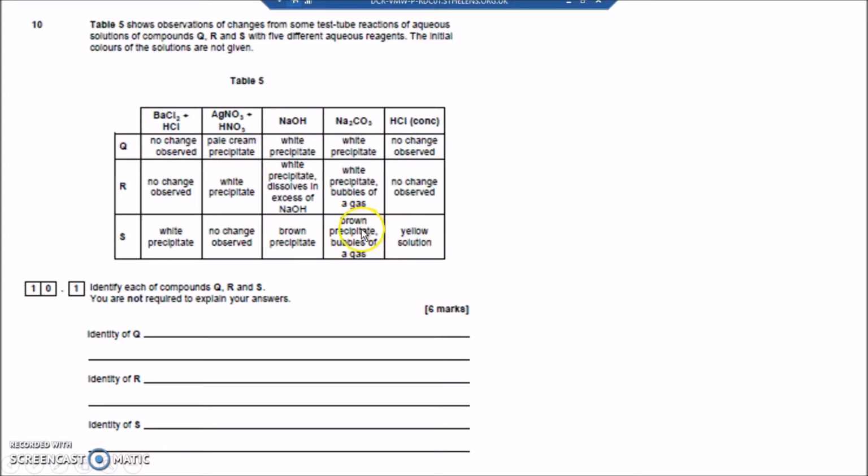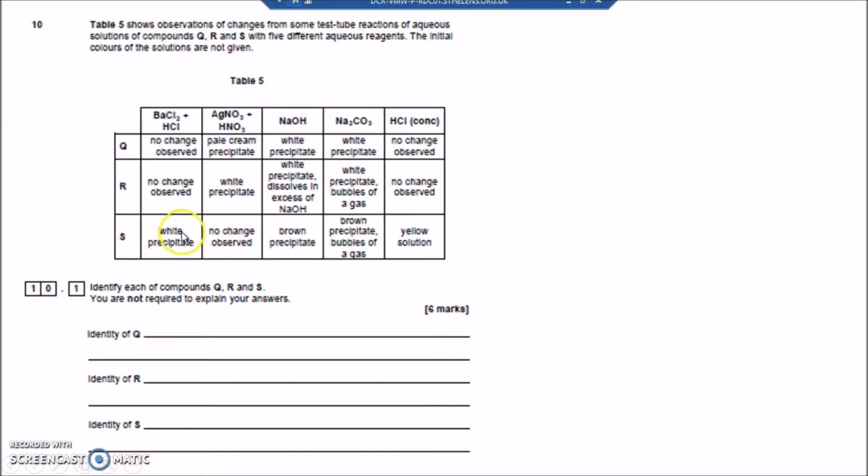I'm just going to check here. A brown precipitate, bubbles of gas. Yes, iron 3, something that's charged 3 plus, is acidic. I'm going to give bubbles of gas with a carbonate, so that's correct. And a yellow solution, yeah, it's going to form FeCl4 minus as a transition metal complex ion.